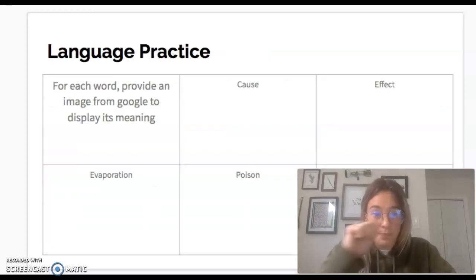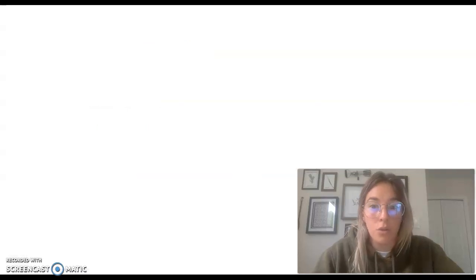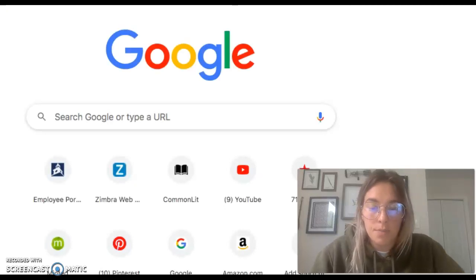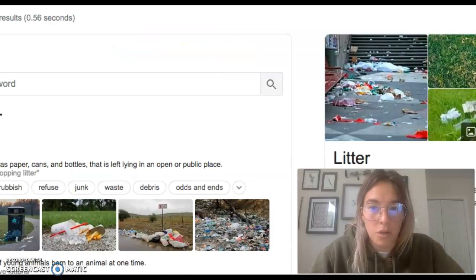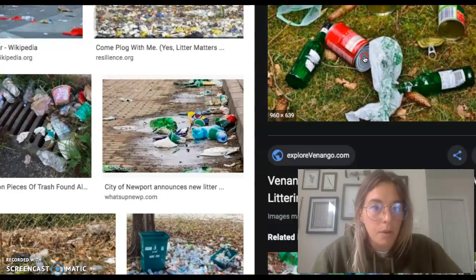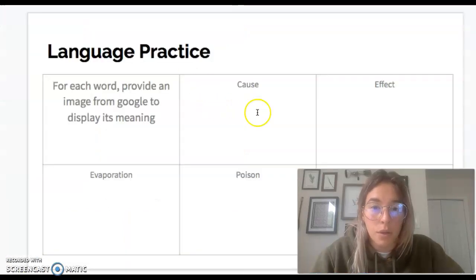For the next slide, you're going to have the same vocabulary words, and you're going to look on Google and provide an image for each word that you see. So for example, litter was the word that I found that I knew well. So I'm going to look up the word litter. Here we go. My computer's being extra slow, as always. I see an image here that looks really gross, so I'm picking it up. I am copying the image, and then I'm going to paste it.